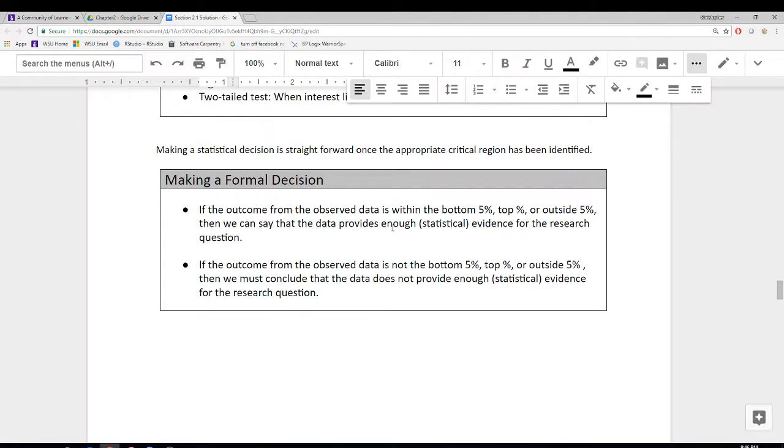How do we make a formal statistical decision then? Well, if the outcome from the observed data is within the bottom 5%, or the top 5%, or the outside 5%, then we say that the data provides enough statistical evidence for the research question. If the outcome from the observed data is not contained in the bottom, top, or outside 5%, therefore it's not an unusual outcome, then we must conclude that the data does not provide enough statistical evidence for the research question.